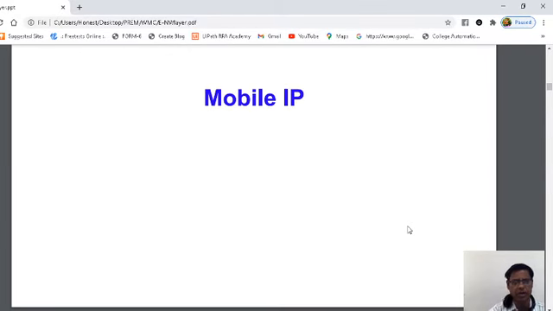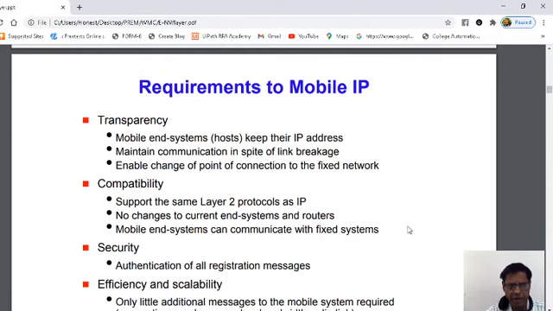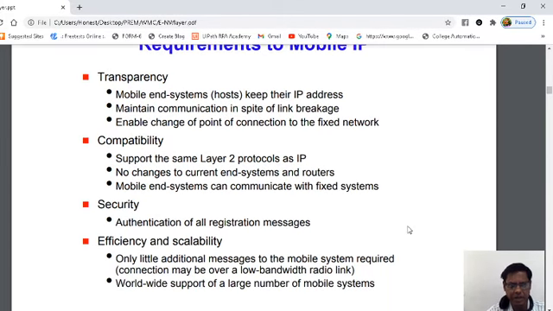Okay, this is about the mobile networking layer, and now we are going to see what is there in the mobile internet protocol. The mobile internet protocol requirements are transparency, compatibility, security, and efficiency and scalability.